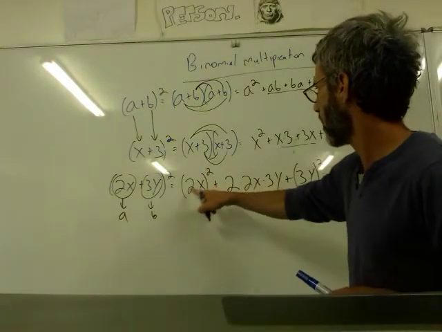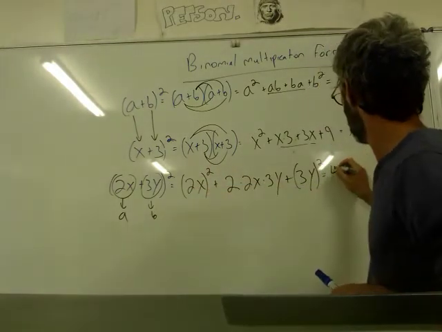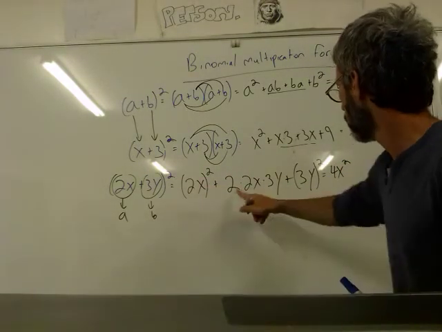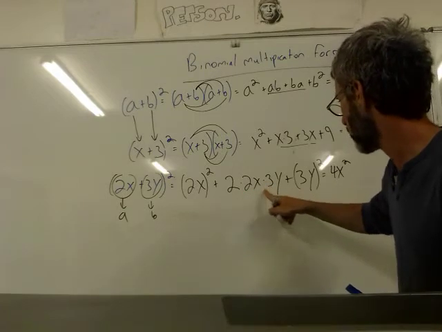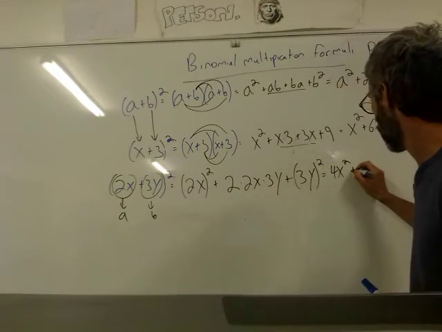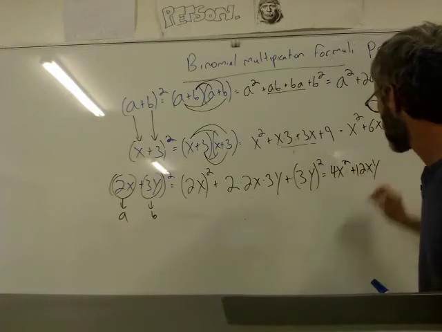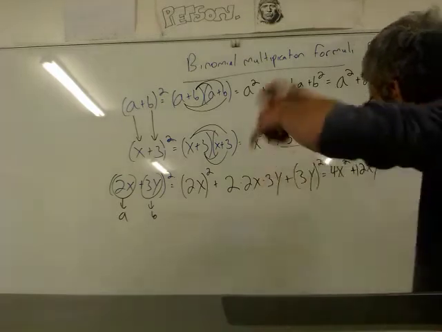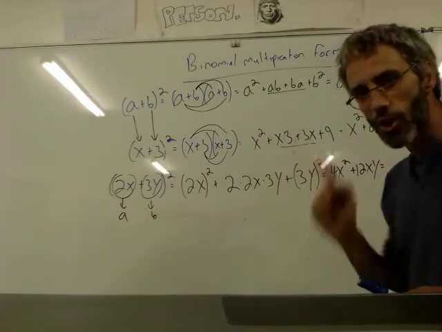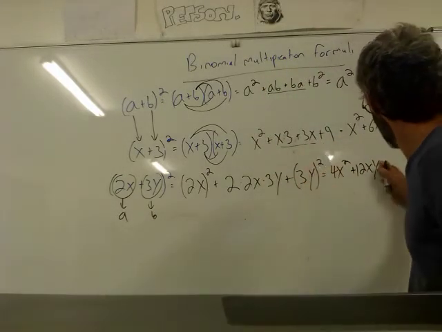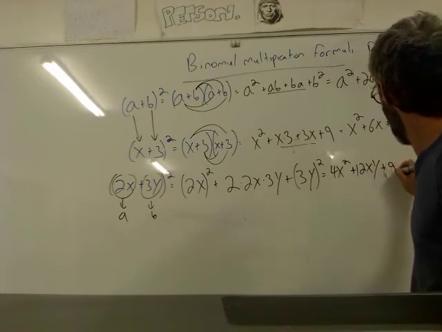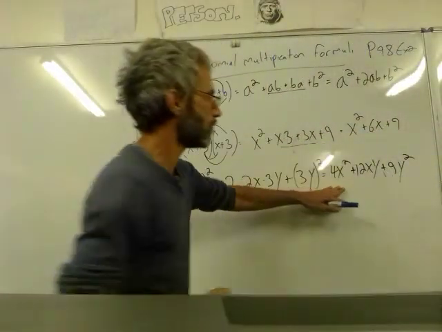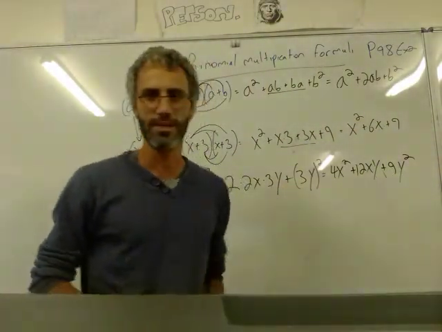2x squared, I've learned how to do this. 2 squared times x squared is going to be 4x squared. I've got to square each one of those things inside the brackets. 2 times 2x times 3 is 2 times 2 times 3, which is 12xy. x times y is xy. 3y, all of it squared, is not 3y squared. Don't forget to square the 3 as well. Plus 9y squared. So the answer is 4x squared plus 12xy plus 9y squared.